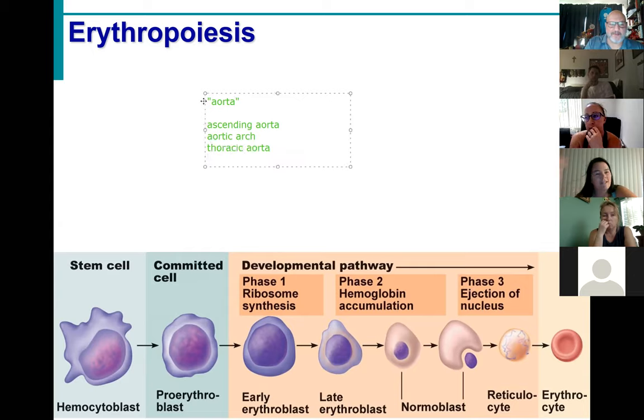Wouldn't it be the descending? No. And from there, it would go into the abdominal aorta. So there are four blood vessels there. So the aorta really makes up four blood vessels.